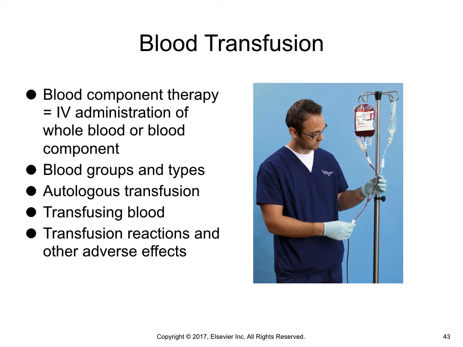A type O individual has neither A nor B antigens on their red blood cells, but has both anti-A and anti-B antibodies in the plasma. People with type O blood are considered universal blood donors because they can donate packed red blood cells and platelets to people with any ABO blood type. People with type AB blood are called universal blood recipients because they can receive packed red blood cells and platelets of any ABO type. Autologous transfusion is the collection and reinfusion of a patient's own blood.